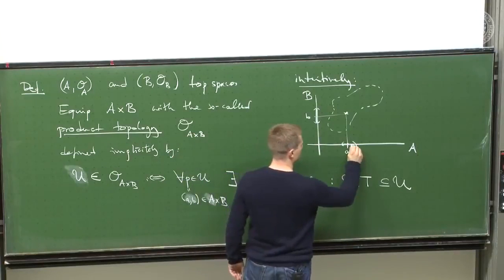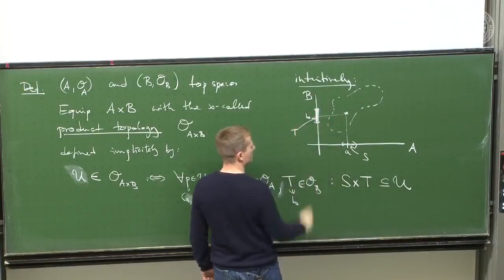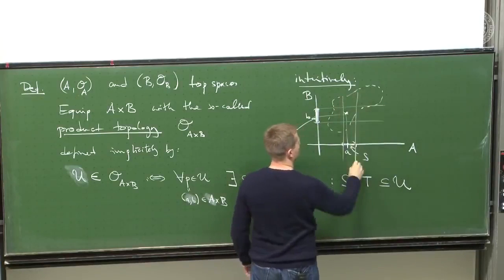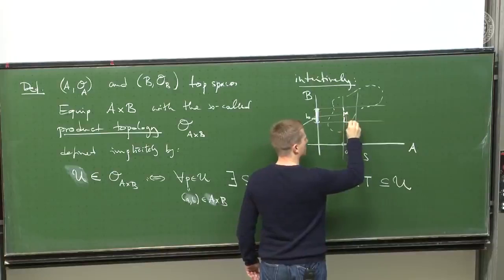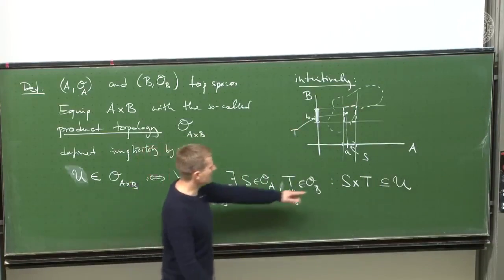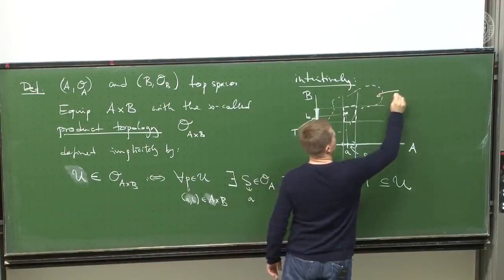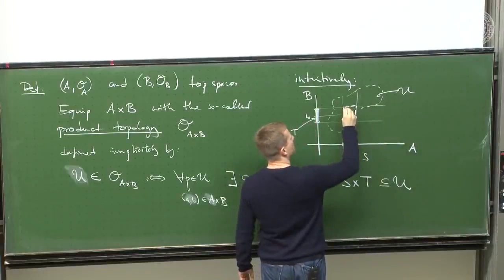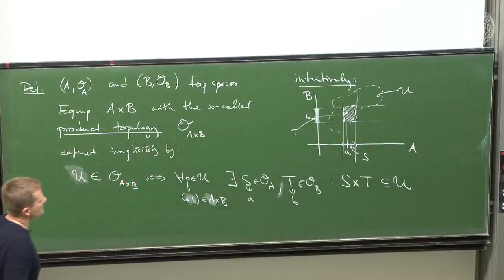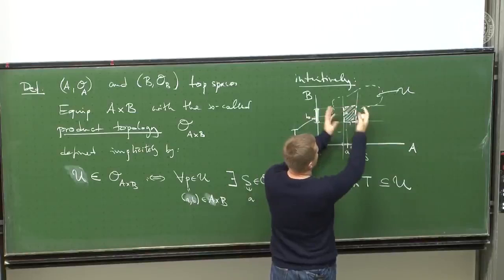So this entire thing is the set S. This entire thing here is the set T, such that their Cartesian product, which you can construct like this, so that's everything inside this dotted box, lies entirely within the original set U, whose openness you want to check. And you see, well, this didn't quite work, but you can choose these two smaller around here, and then it may work or not.